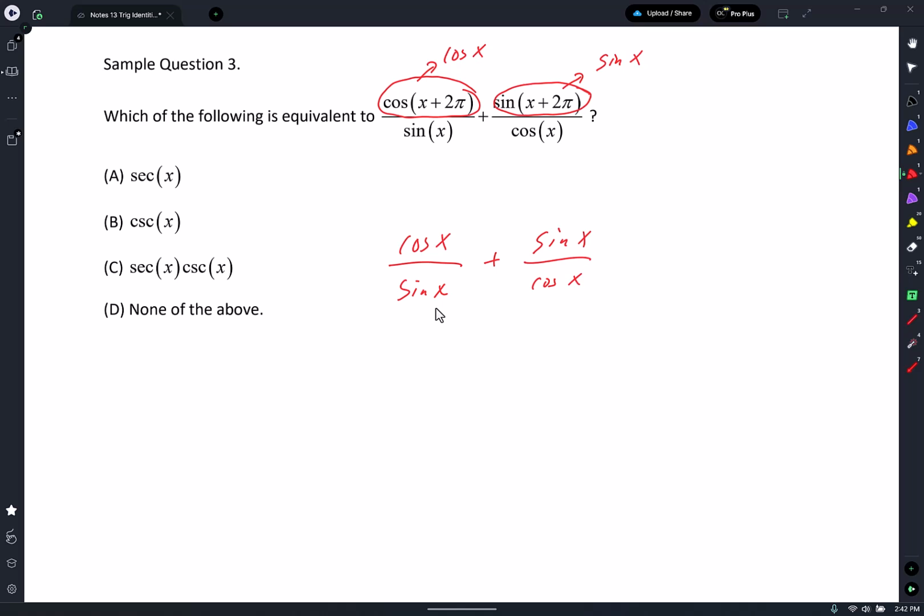So how do I add two fractions? Common denominator. I want to multiply the left fraction by cosine x over cosine x. Make sure you write cosine x over cosine x, some of you are just writing 1 cosine x, because that's 1. Anytime you multiply by 1, it's itself. The right one, you multiply by sine x over sine x.